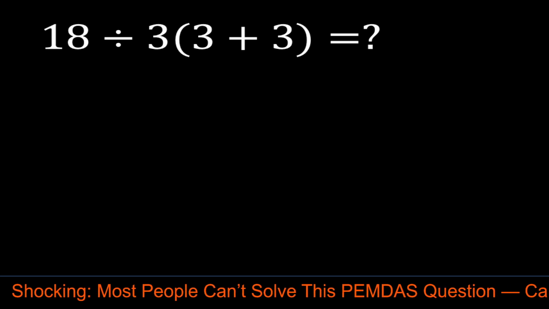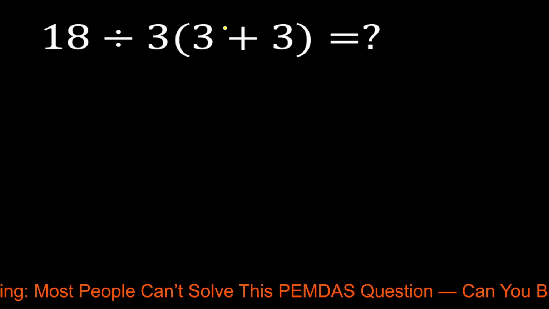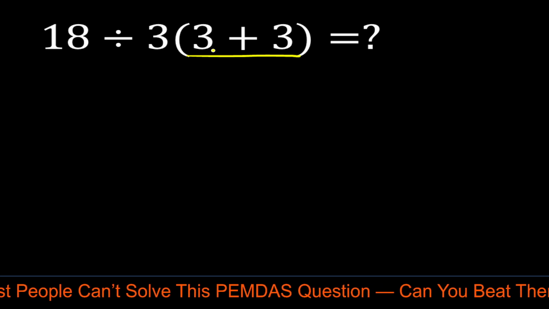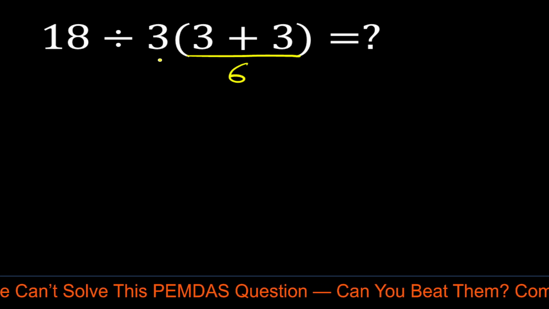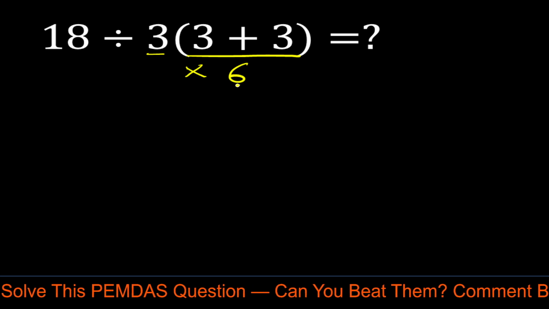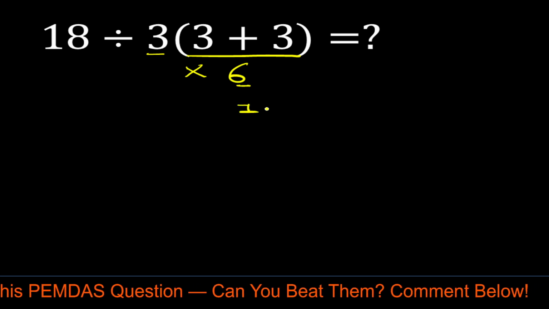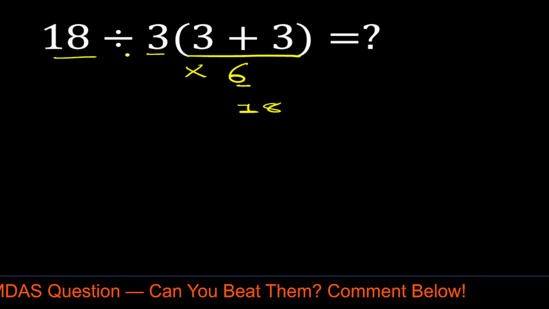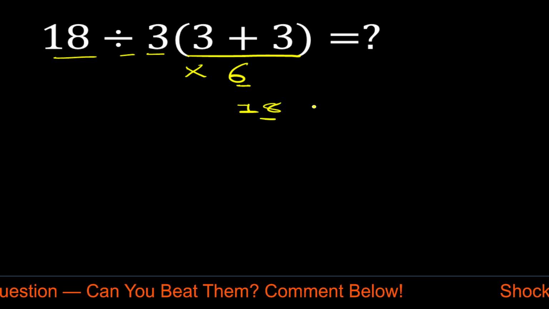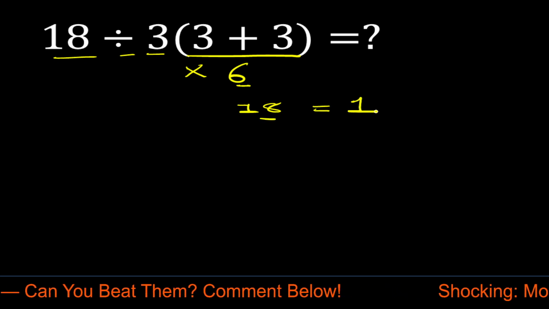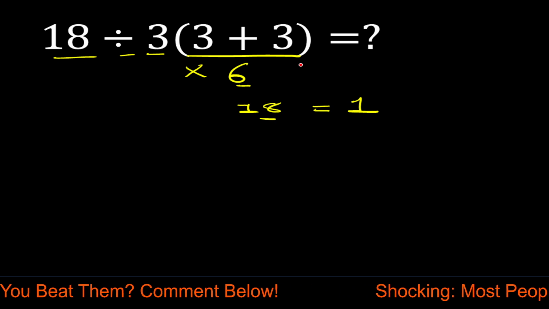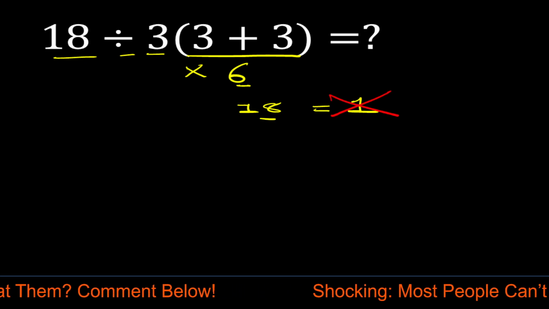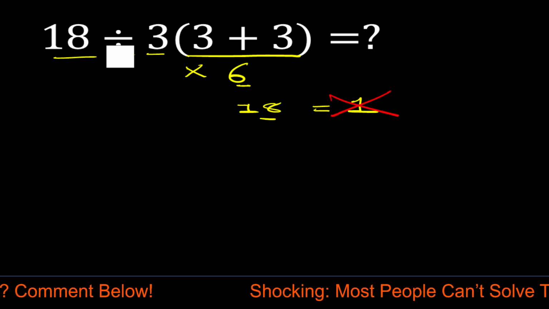So most people solve this question like 3 plus 3. So 3 plus 3 is equal to 6, right? Now 3 times 6. So 3 times 6 is equal to 18. Now 18 divided by 18. So 18 divided by 18 is equal to 1, right? But this answer is not correct. This answer is completely wrong.